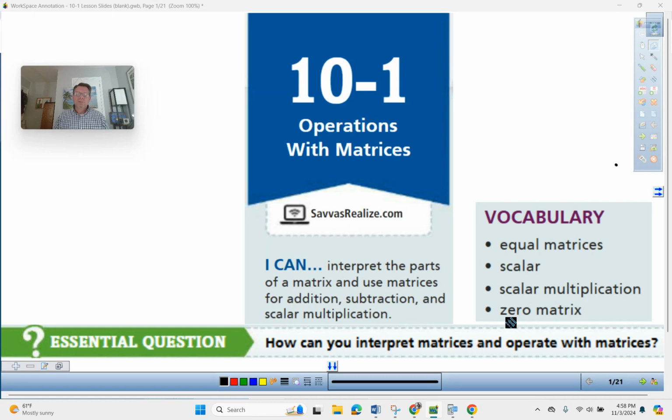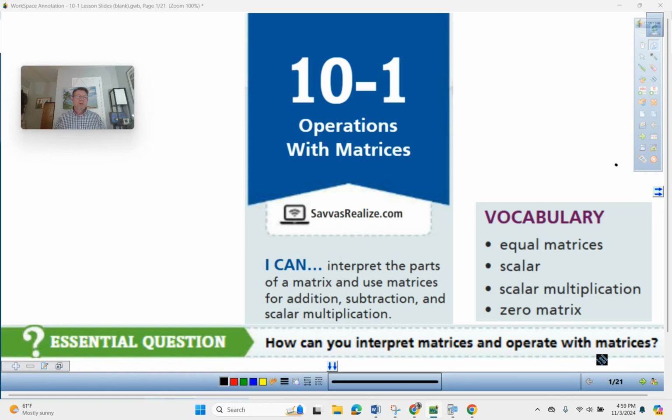We're doing Savvas Topic 10, Section 1, operations with matrices, and our goal for today will be: I can interpret the parts of a matrix and use matrices for addition, subtraction, and scalar multiplication. Some of the vocabulary listed would be equal matrices, scalar multiplication, and zero matrix, and those should be pretty self-evident in themselves. And then the essential question being, how can you interpret matrices and operate with matrices?